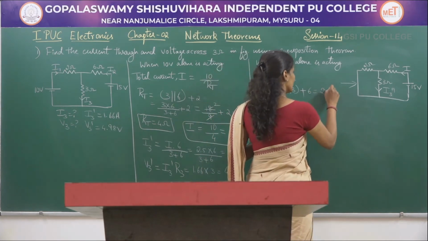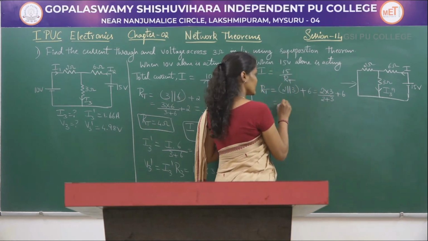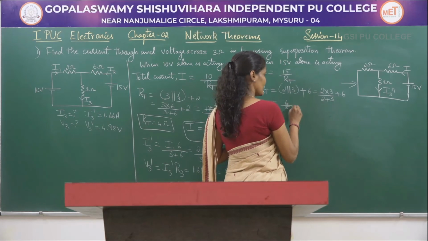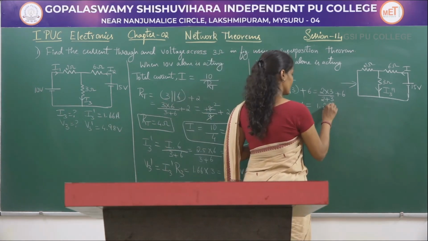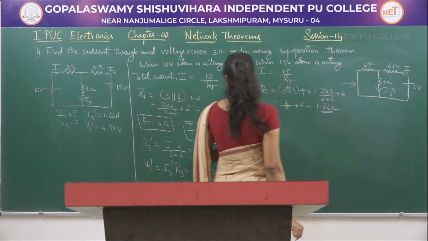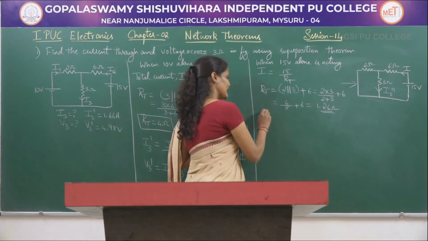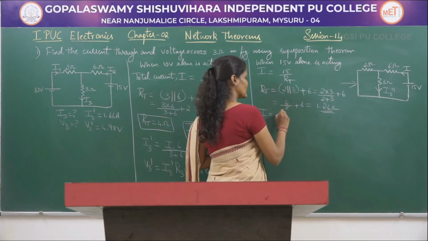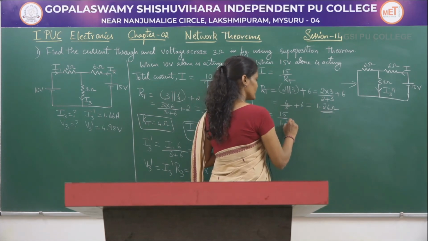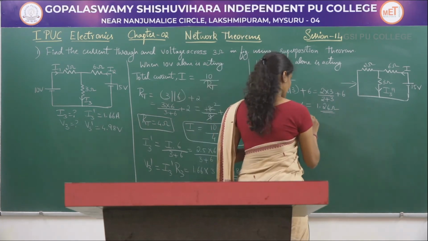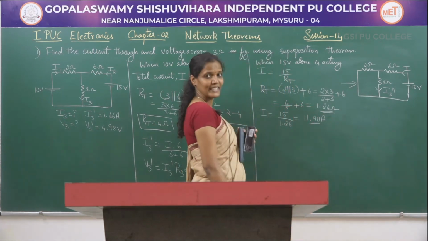So 2 into 3 divided by 2 plus 3, plus 6. So 3 2s are 6, by 5, plus 6 gives me 1.26 ohms. So the R total is 1.26 ohms. Now I can easily find out the total current. Total current is 15 divided by RT, 1.26, which gives me 11.90 amps. This is the total current I.